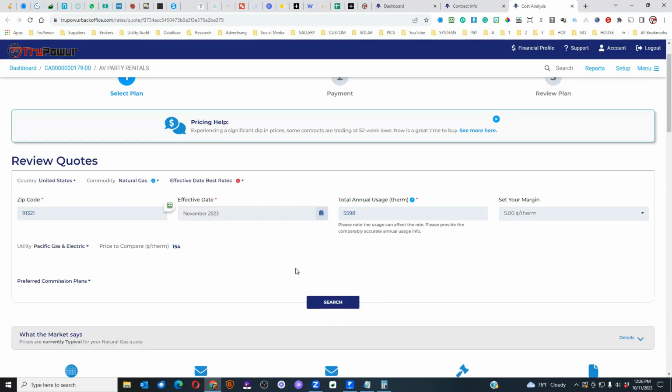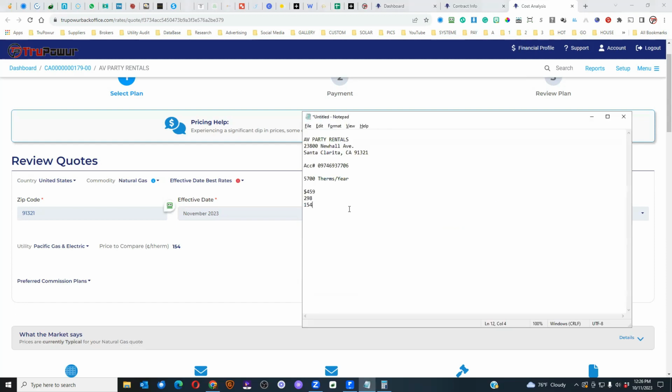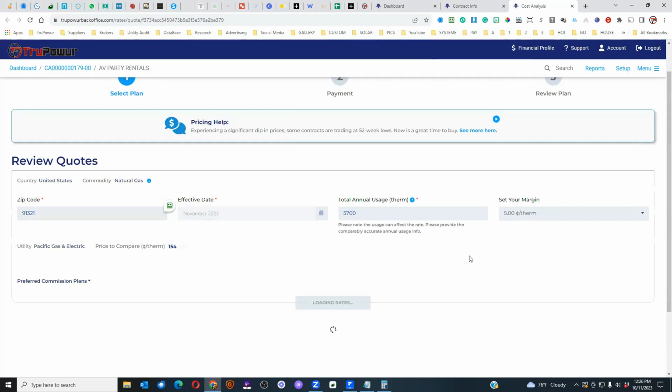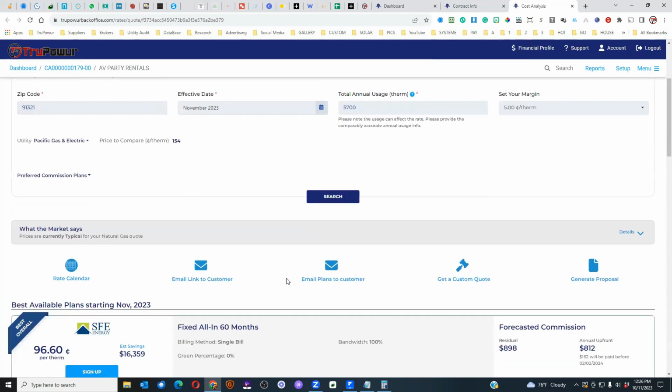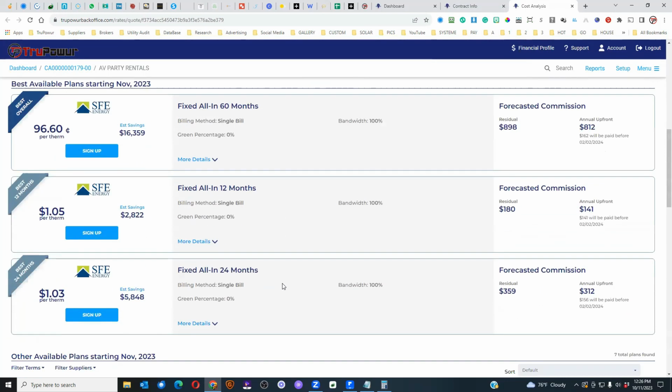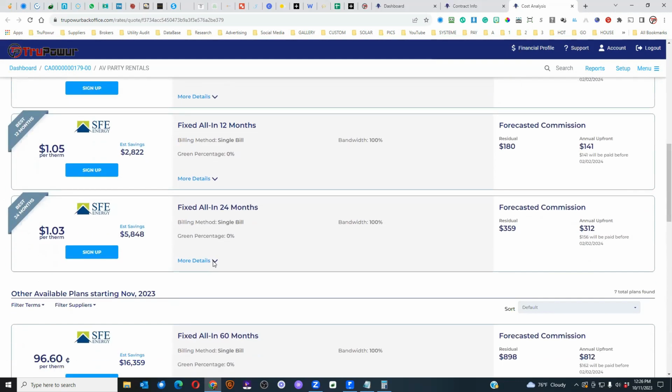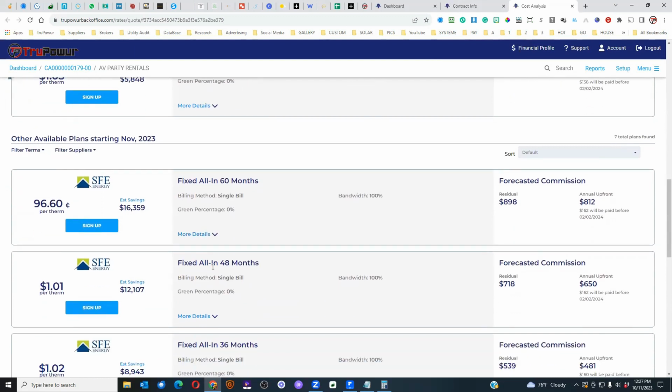And the usage, 5,700 annual therms. So now when we come down, you're always going to see the best three at the top. So if you want to just skip down to below that, this is where you're going to see the rest of those deals. You got 60 months, 48 months, 36 months.